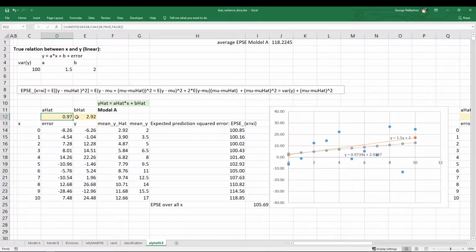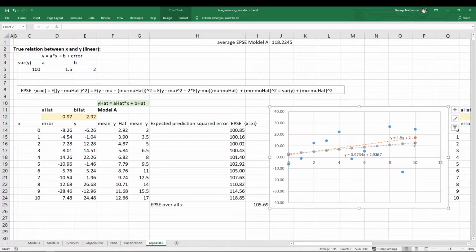So it has different coefficients. So a is not 1.5, but it's computed now as 0.97. I'm using the lm function to estimate the coefficients a hat and b hat. So what is the error in the future from this OLS prediction line?